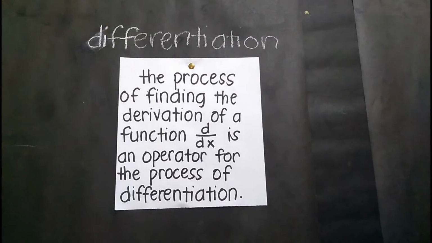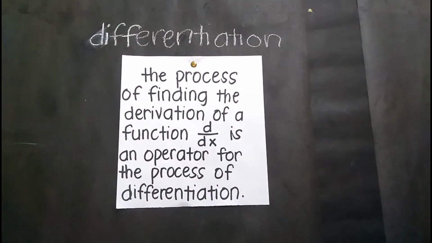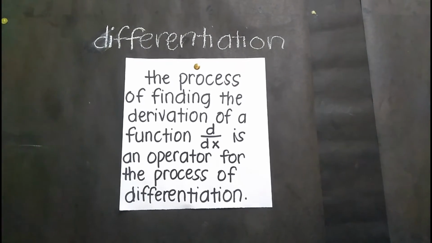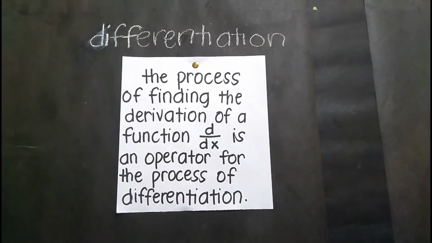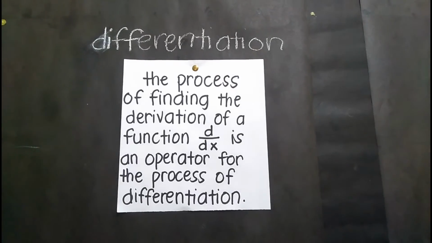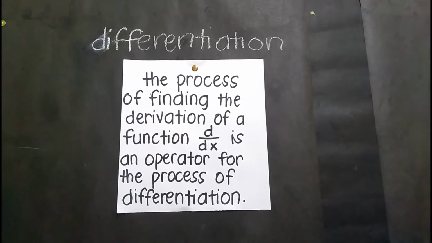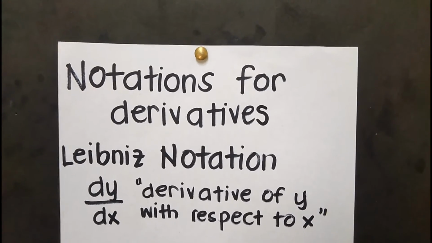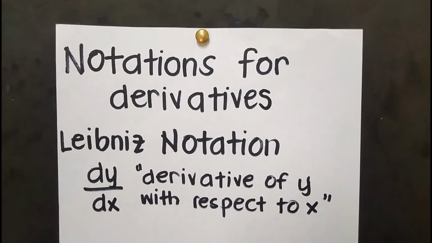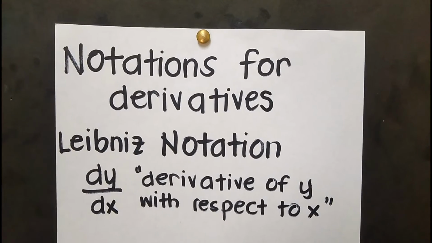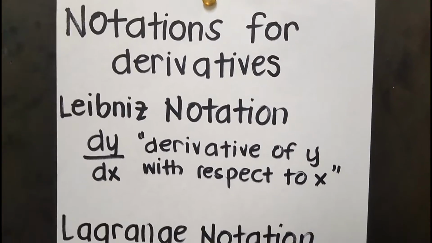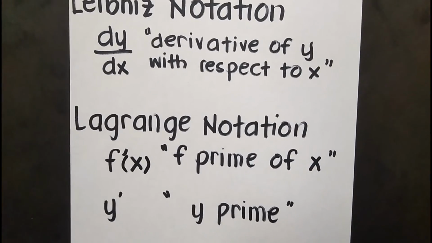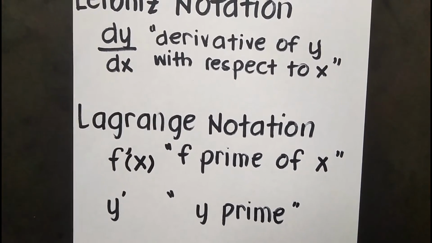Simple. And now, let's talk about differentiation. Differentiation is the process of finding the derivative of a function. d over dx is an operator for the process of differentiation. Proceed to notation for derivatives. First, Leibniz notation, dy over dx, or the derivative of y with respect to x. Second, Lagrange notation, f prime of x or y prime.